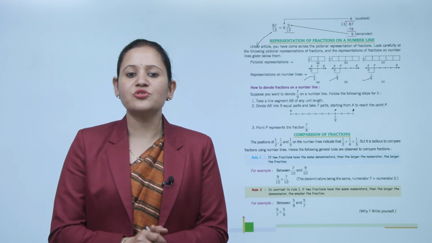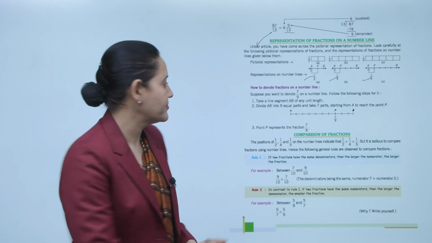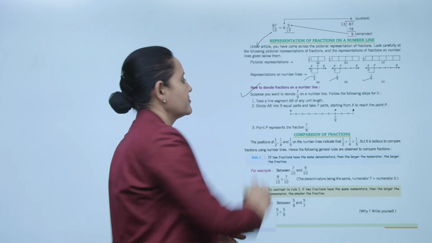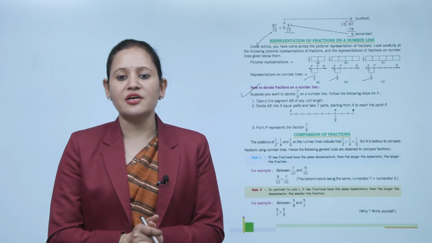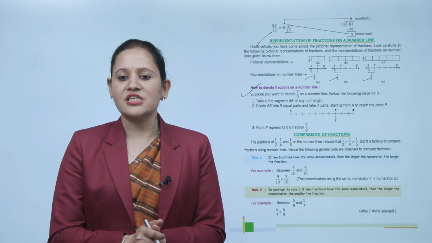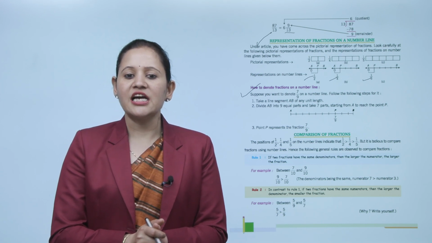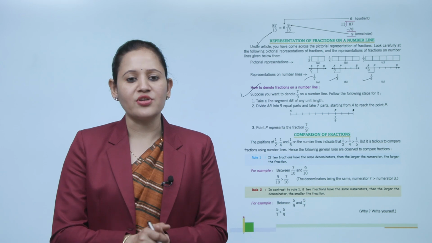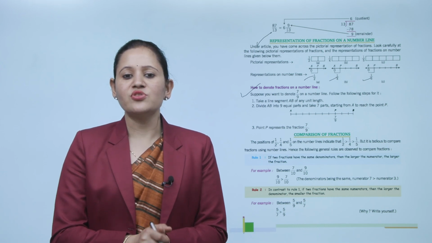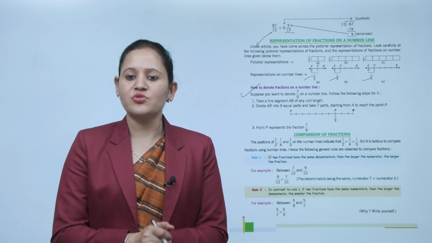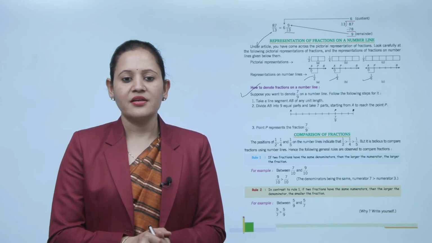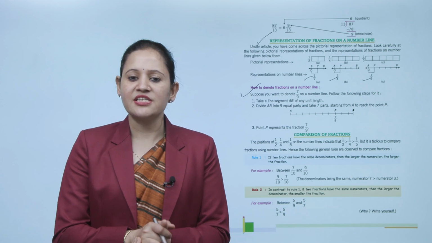Next is how to denote fractions on a number line. Suppose you want to denote 7 by 9 on the number line. Follow the following steps for it. Take a line segment AB of any unit length. Divide AB into 9 equal parts. Take 7 parts starting from A to reach point P. Point P represents the fraction 7 by 9.